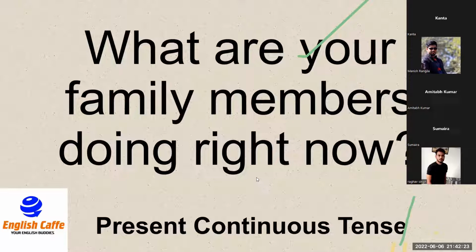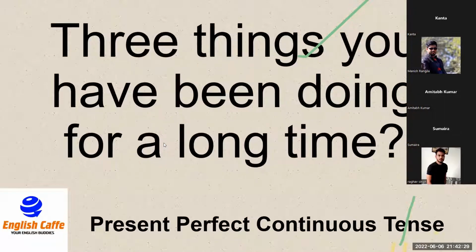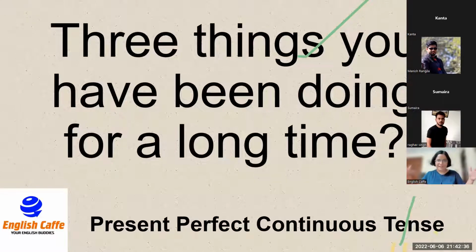And yes, I'm reading all your sentences. That's how you will talk about what's happening right now. And we call it the continuous tense, right? Now, I want to ask you guys three things you have been doing for a long time. Now, for a long time is a duration. So you will use has been, you will use have been, right? You will say, I have been. So tell me three things you have been doing for a long time.